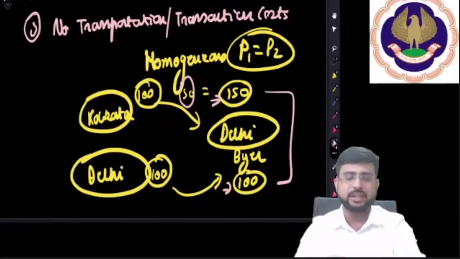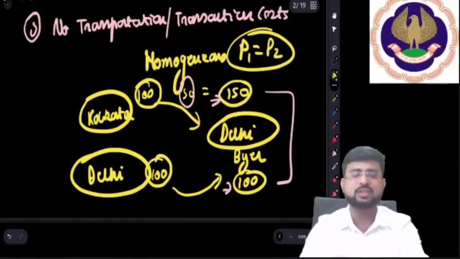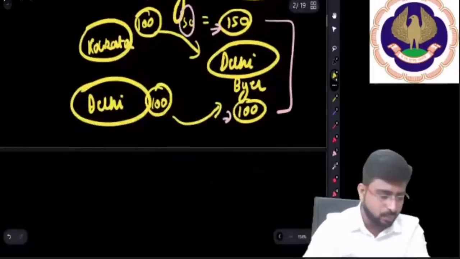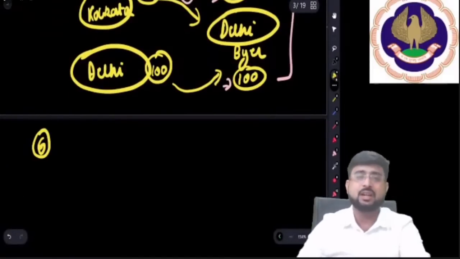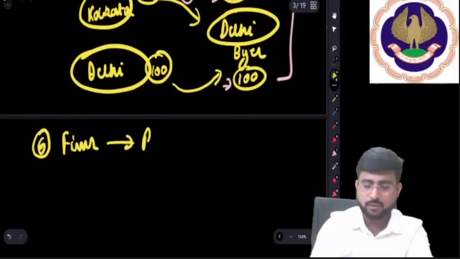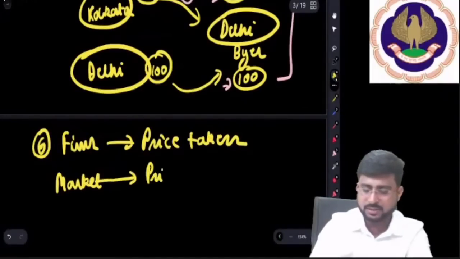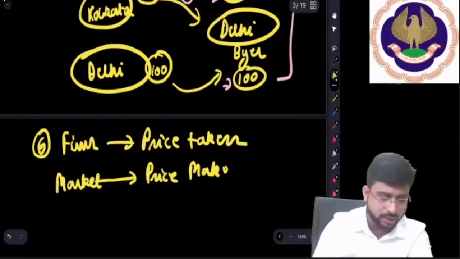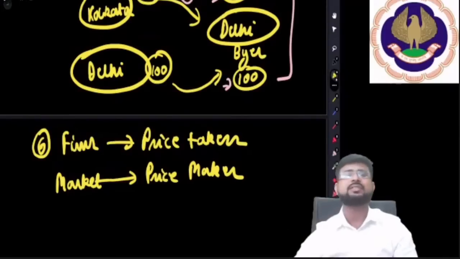And that's why, in order to maintain the homogeneity condition, there is no transportation or transaction cost as such. Moving on to point number 6. Here the firms are price takers. Firms don't decide the price. Firms take the price decided by the market. So who is the price maker? The market is the price maker. Yes, friends, market is the price maker.